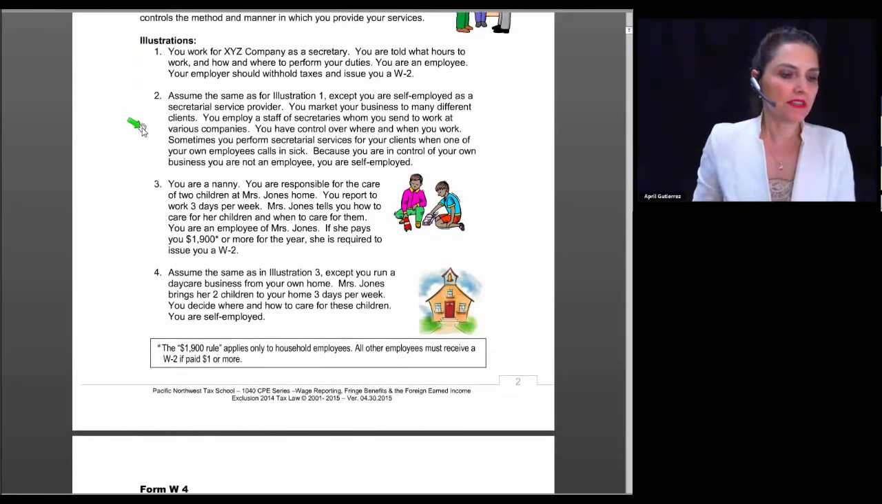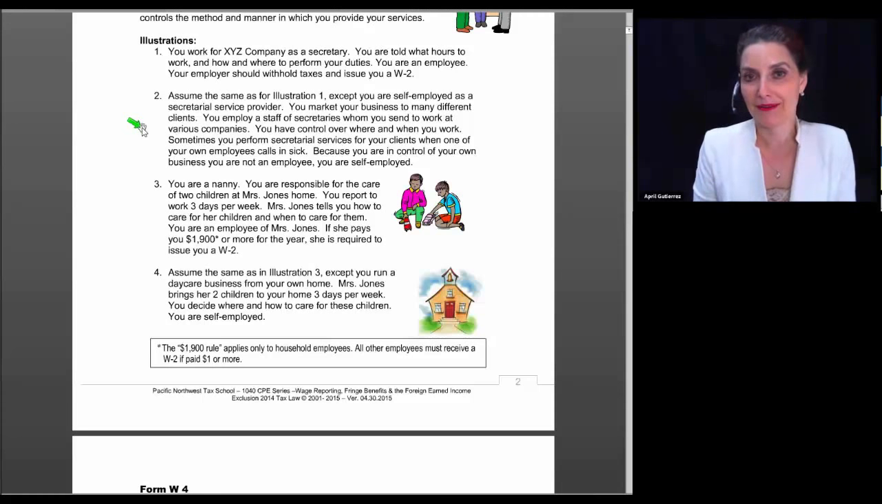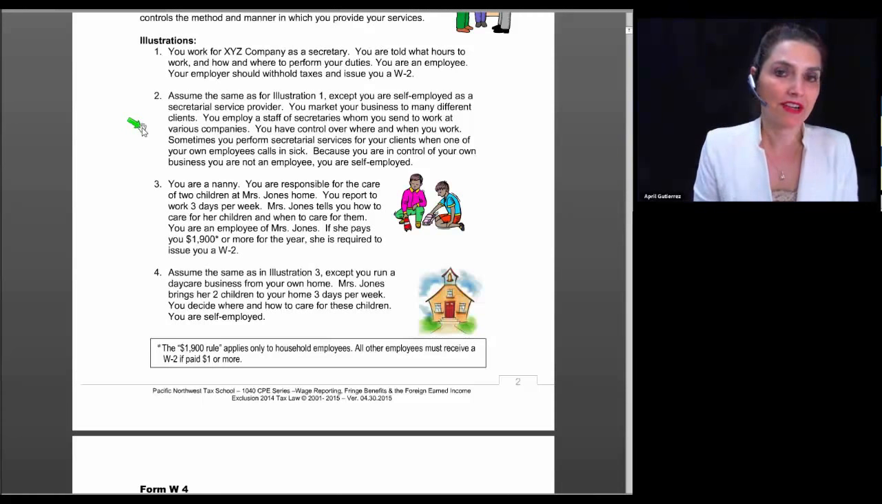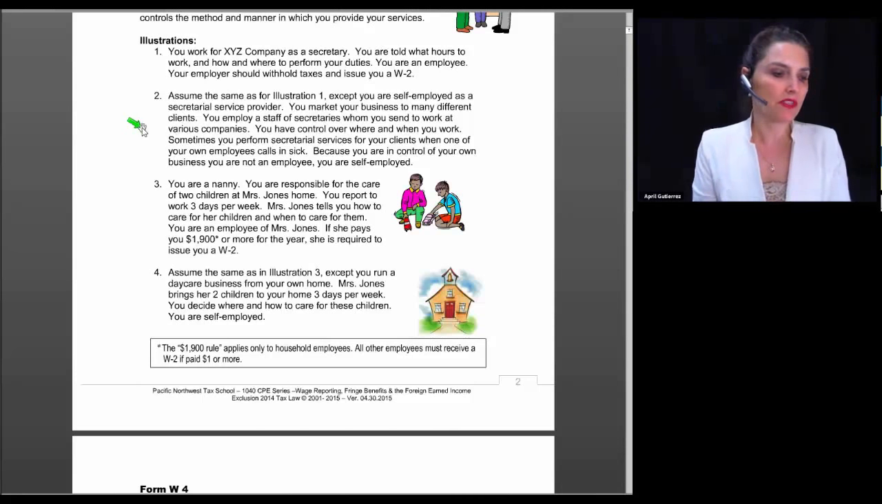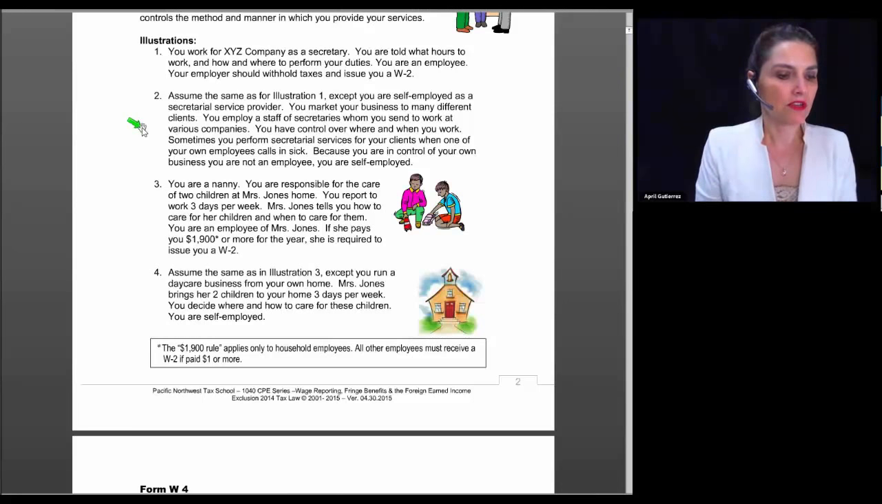Number 2, assume the same as for illustration 1, except you are self-employed as a secretarial services provider. There's not too many people out there self-employed as a secretarial service provider. That's not really going to happen. But in this case, you're actually running a staffing agency. You market your business to many different clients, and you employ a staff of secretaries whom you send to work at various companies. You have control over where and when you work, and sometimes you perform secretarial services for your clients when one of your own employees calls in sick. Because you are in control of your own business, you are not an employee and you are self-employed.